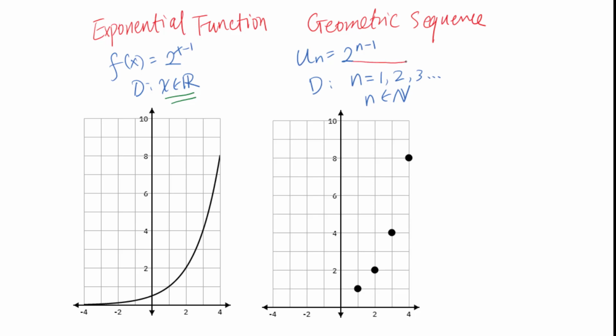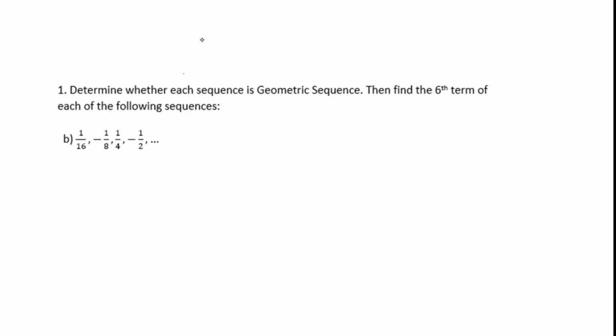We know this two is called the common ratio. In the exponential function, we call this two a base. Determine whether each sequence is a geometric sequence. Then find the 6th term of each of the following sequences.